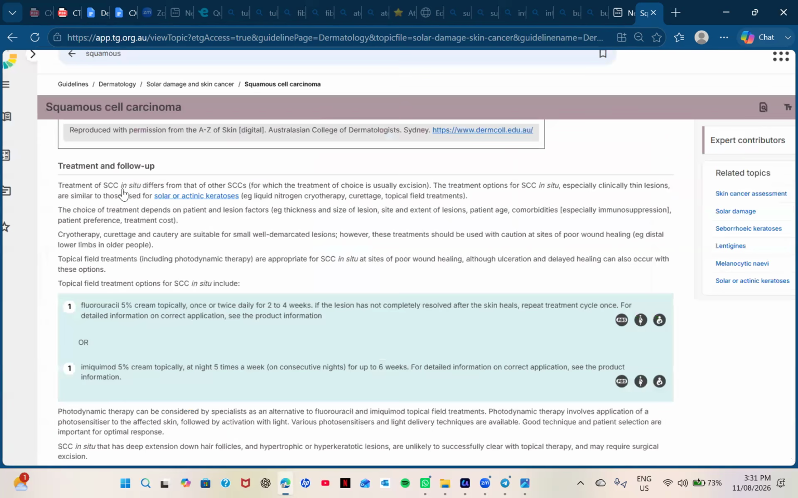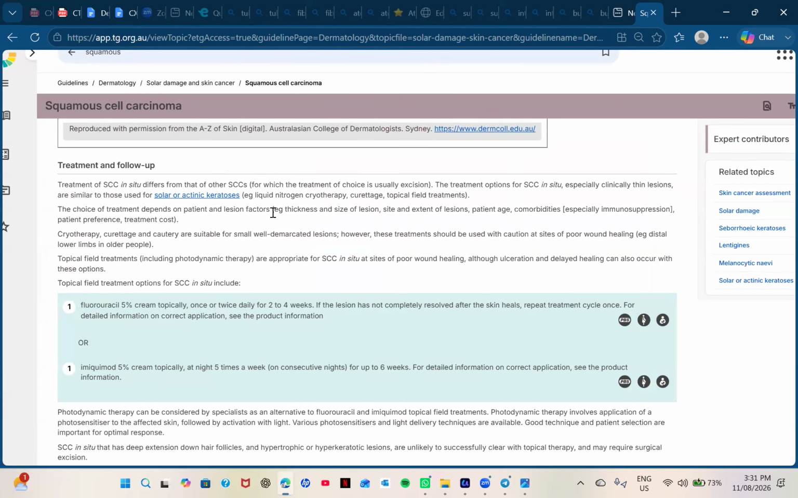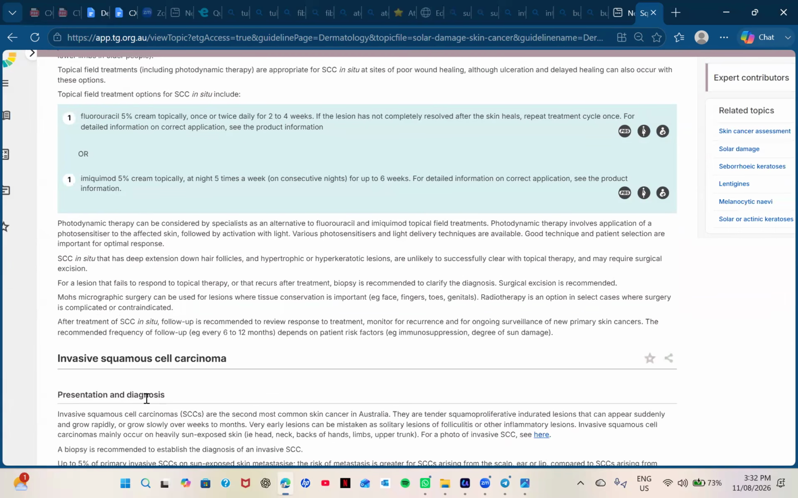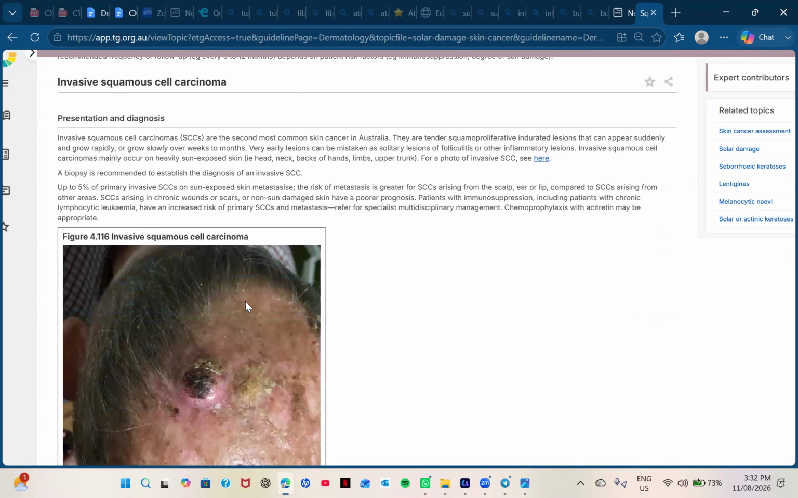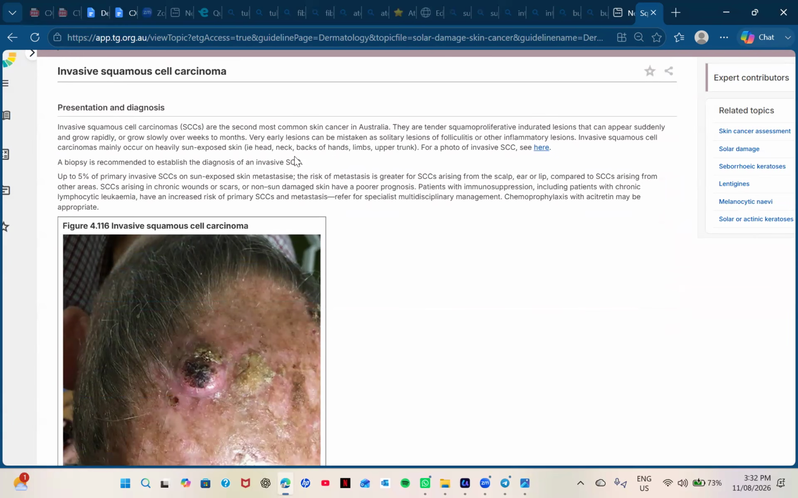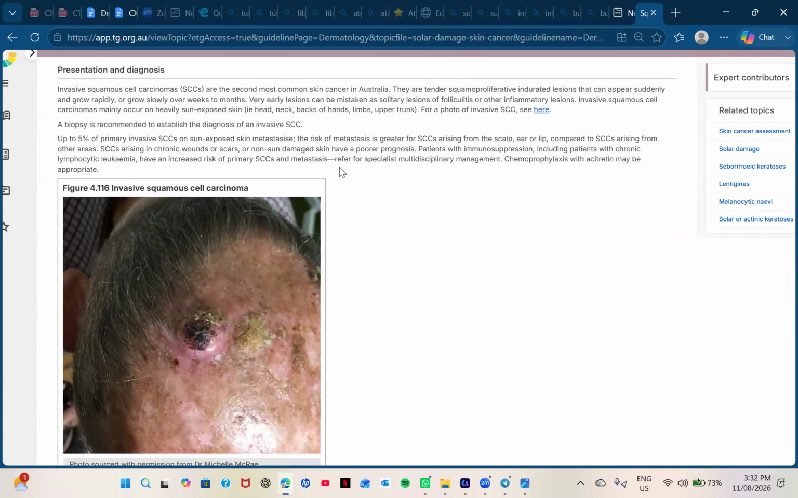So what is the management? The treatment of SCC in situ differs from the other SCCs. We have topical field treatment like fluorouracil and imiquimod, and other than that, we have cryotherapy and curettage. But go with fluorouracil or imiquimod, very important. Then we have invasive squamous cell carcinoma, a rapidly growing squamous cell carcinoma and the second most common cancer in Australia.